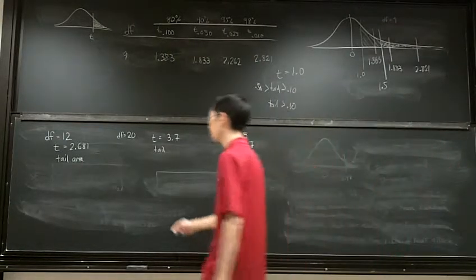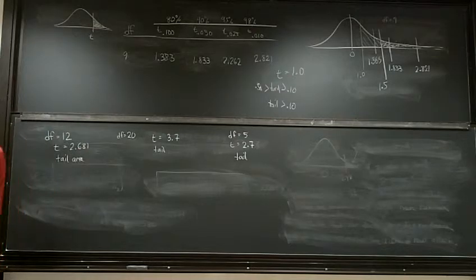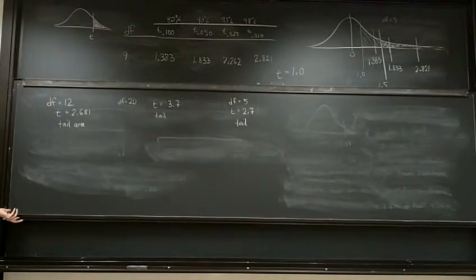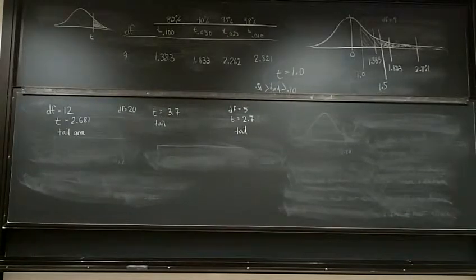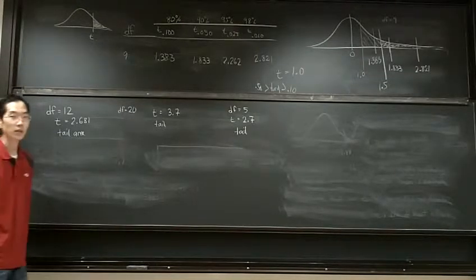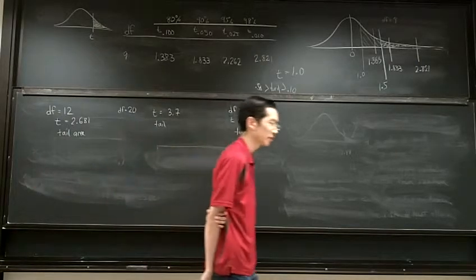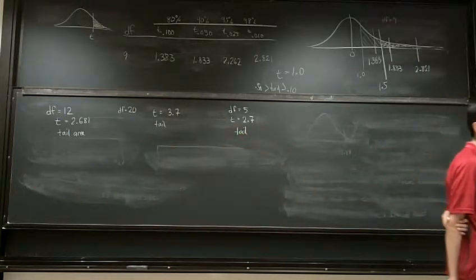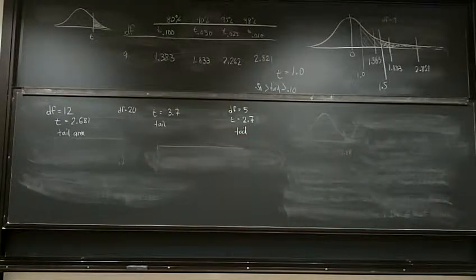For each of them, I want you to figure out your tail area. Look in your book, your T-table, or the handout, share with a neighbor. Figure out your tail area.